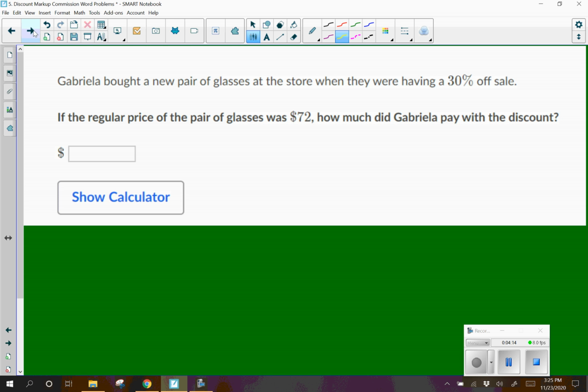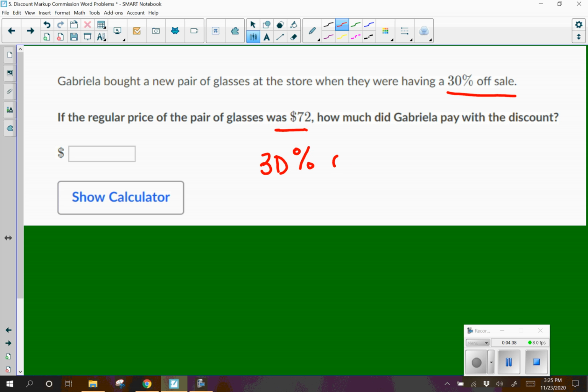Gabriella bought a new pair of glasses at the store when they were having a 30% off sale. If the regular price of the glasses was $72, how much did Gabriella pay with the discount? So if the discount's 30%, that means we're trying to find what the discount is, and then we're going to subtract that from the price of the glasses, which is $72.